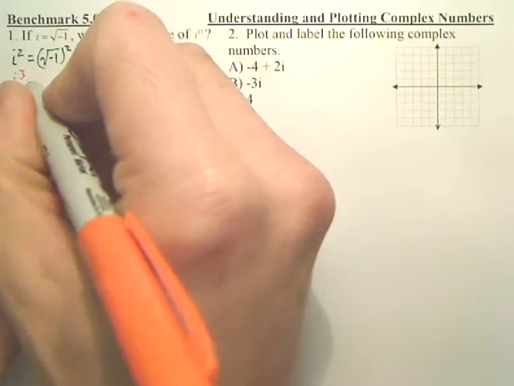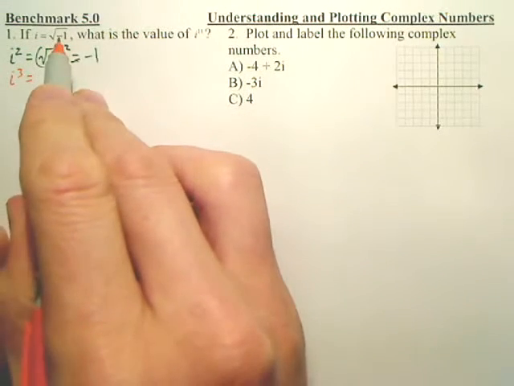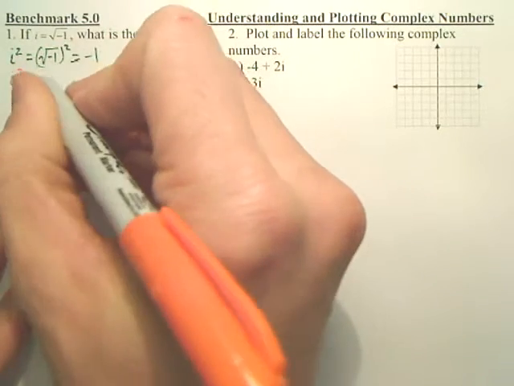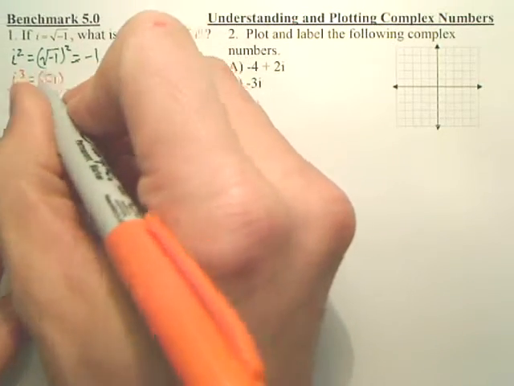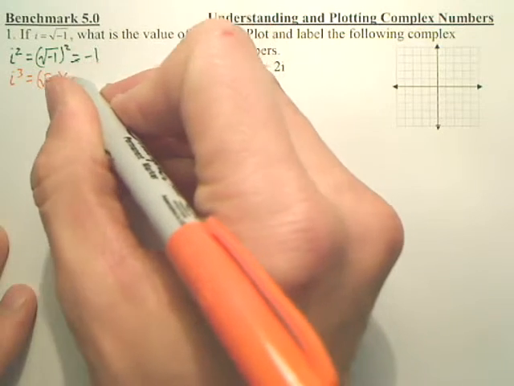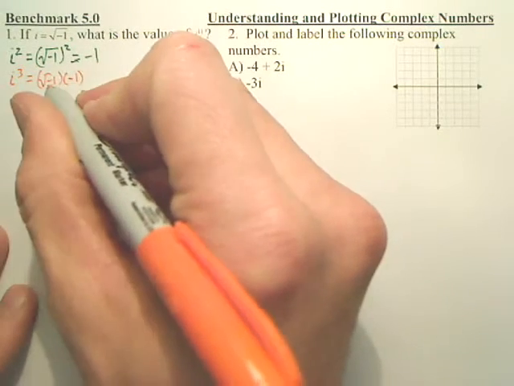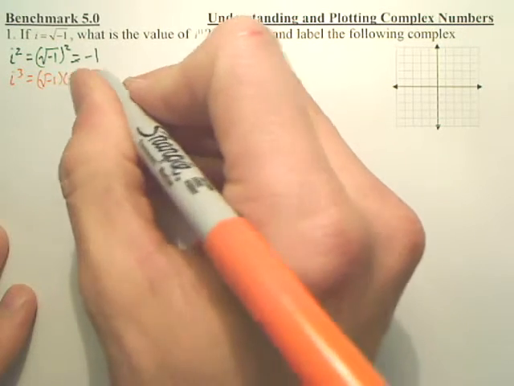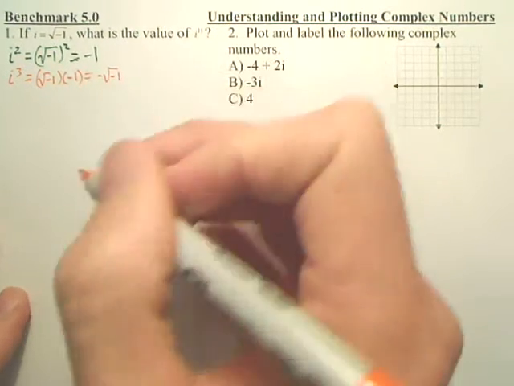Next, i to the third, well, isn't i to the third just i times i squared? So i is the square root of negative 1, and isn't i squared negative 1? So what's the square root of negative 1 times negative 1? It's negative square root of negative 1.